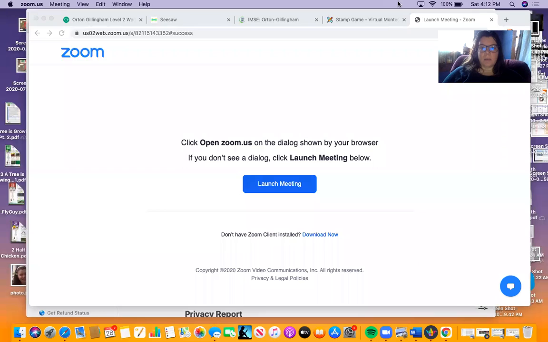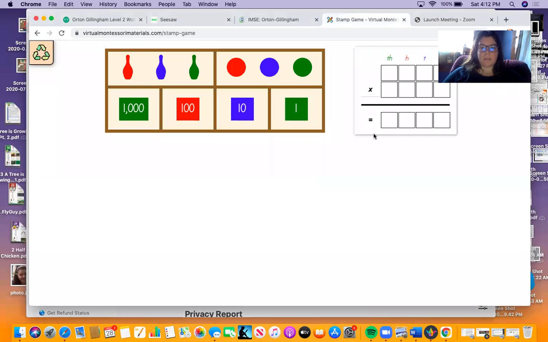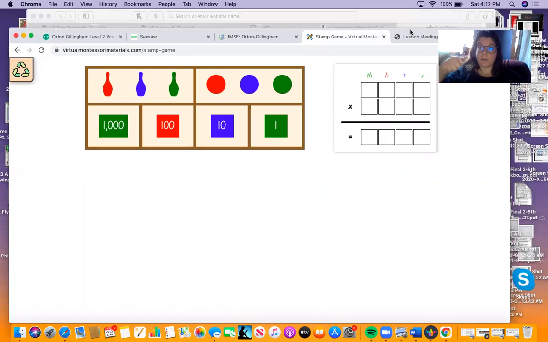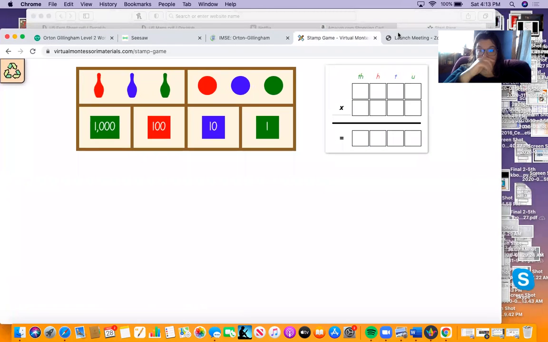Hello. So today we're going to be doing multi-digit multiplication on the stamp game. Let me go ahead and share my screen here. You can, of course, do this at home on your stamp game that's been provided in your little bag that you hopefully prepared last week. If not, you can, of course, do it here on the Virtual Montessori Tools website.